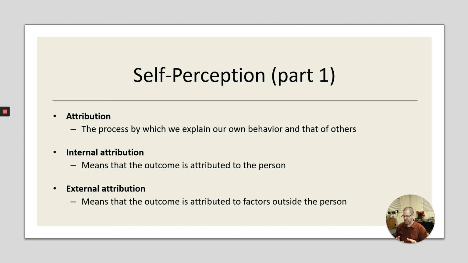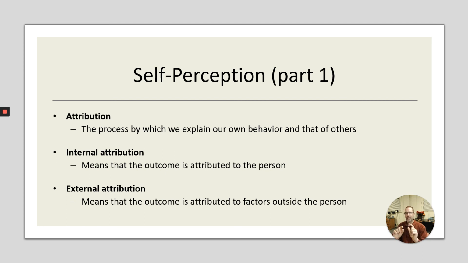So there's this persona, the me that I want others to think that I am, and then there's self-perception. It's the me that I think I am. And that's kind of where we're starting here. It's this idea about self-perception. And we have these words: attribution, internal attribution, external attribution. So attribution in general, how we explain our own behavior and that of others.